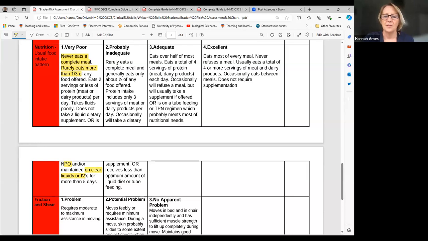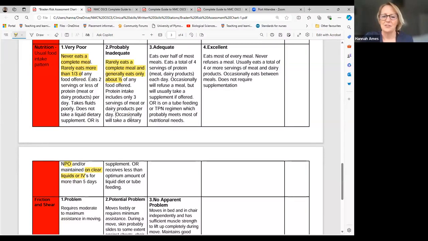2 is they've got an inadequate diet, so they rarely complete a meal, and generally only eat about half. So very poor is rarely eats more than 1/3, and inadequate is that they generally eat about half.